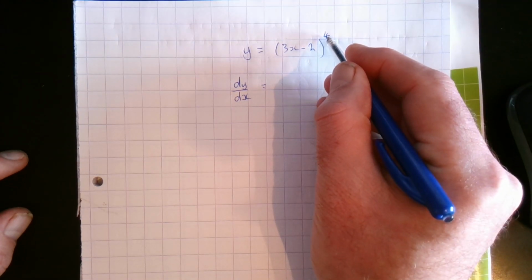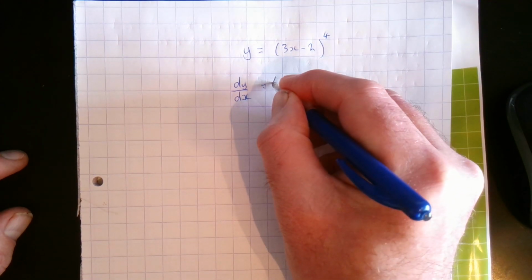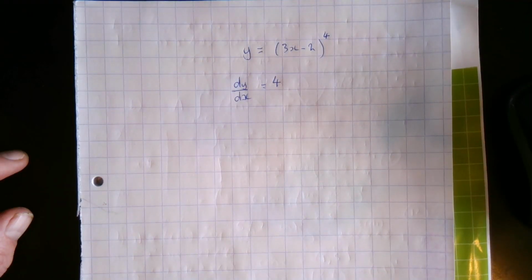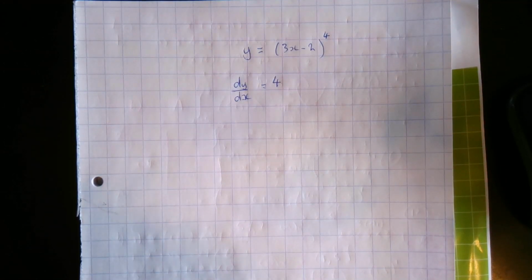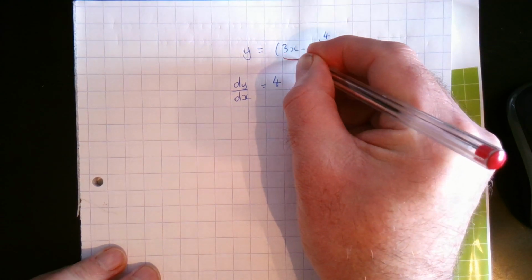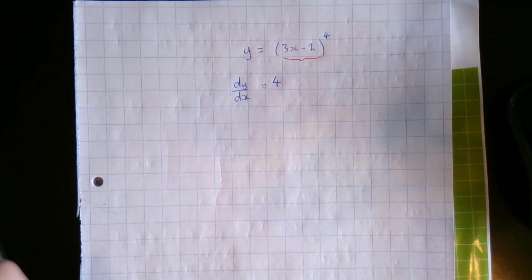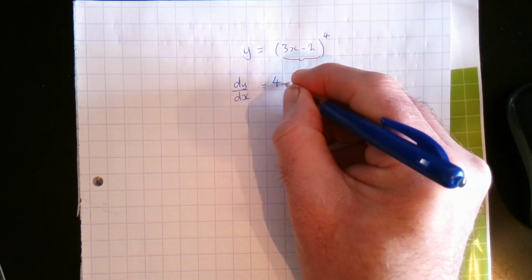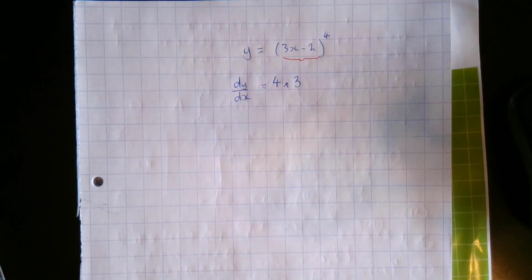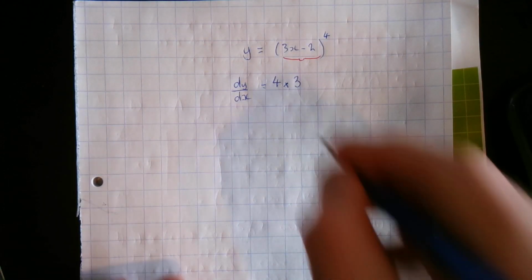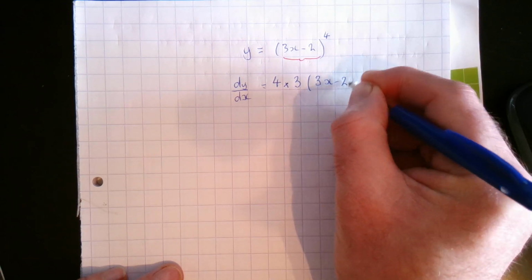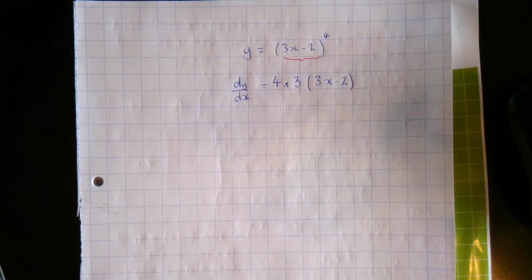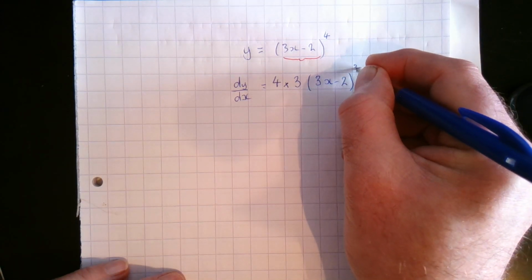This number here, this index, this 4, is written there. You then must differentiate what's inside the bracket, which in this case is 3. You multiply with it. The contents of the bracket remain the same, and the index goes down by 1.